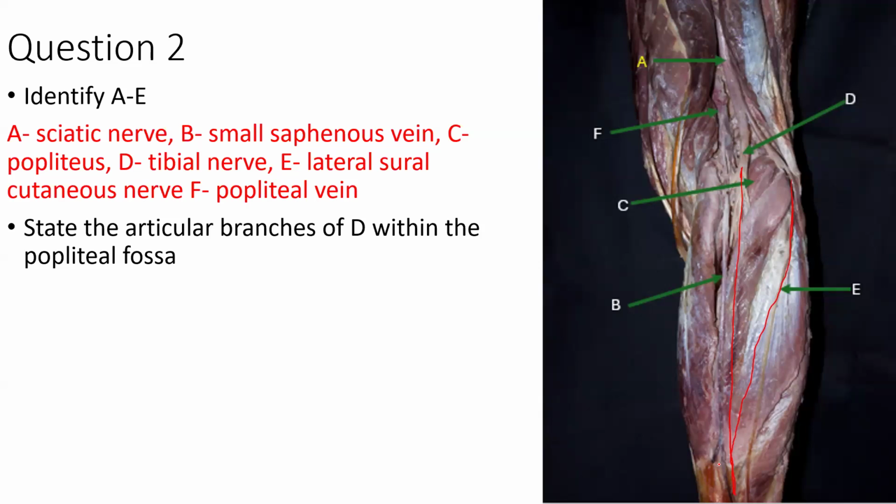So what are the branches? Articular. So please note the question. State the articular branches of D, which you named as tibial nerve within the popliteal fossa. So what are the articular branches? Muscular, articular, sensory. No. Sural nerve is not an articular branch. That's a cutaneous one. Superior medial, very good. Inferior medial, very good. Middle genicular nerve, that is wonderful. Or superomedial, inferomedial, and middle genicular branches. Those are the articular branches of tibial nerve.